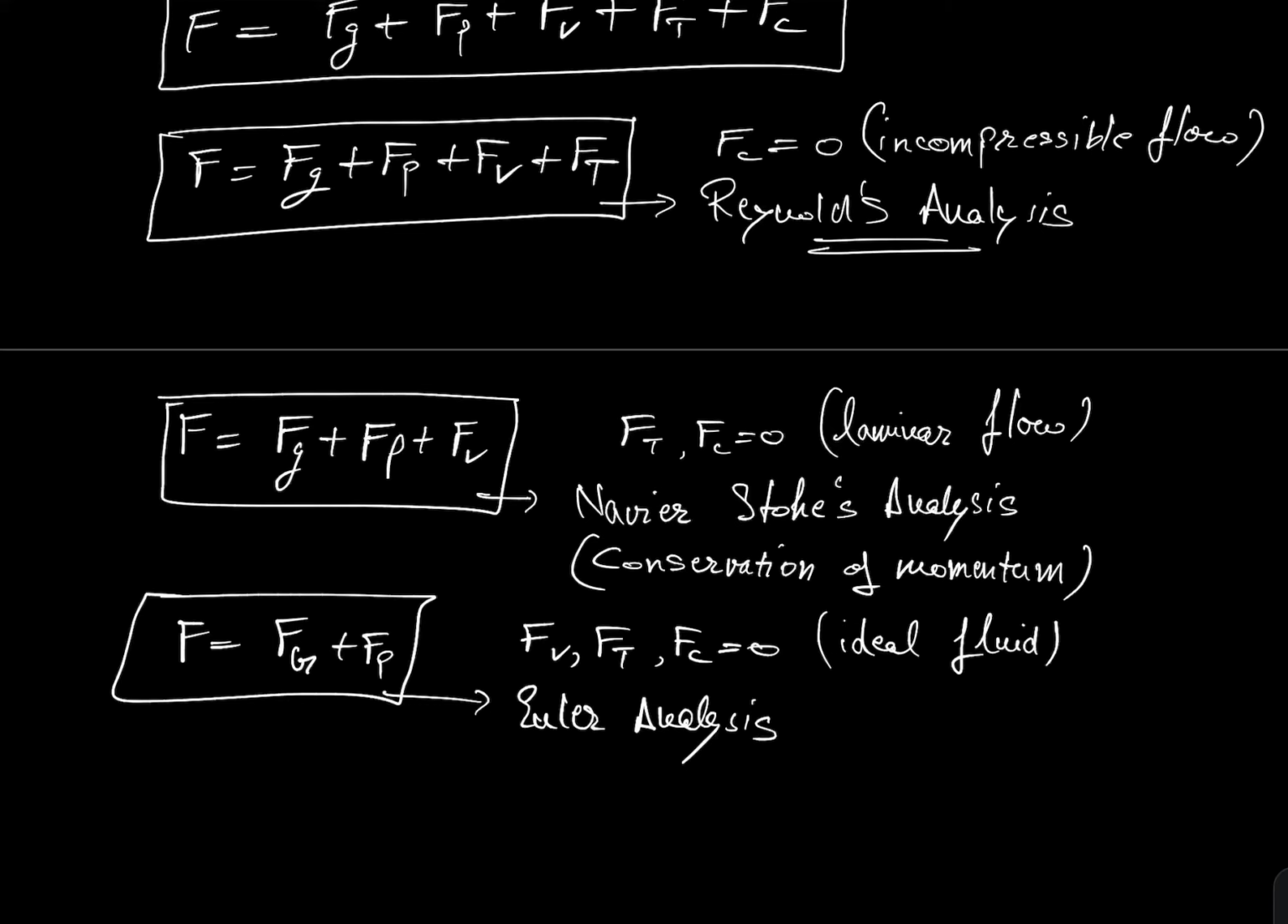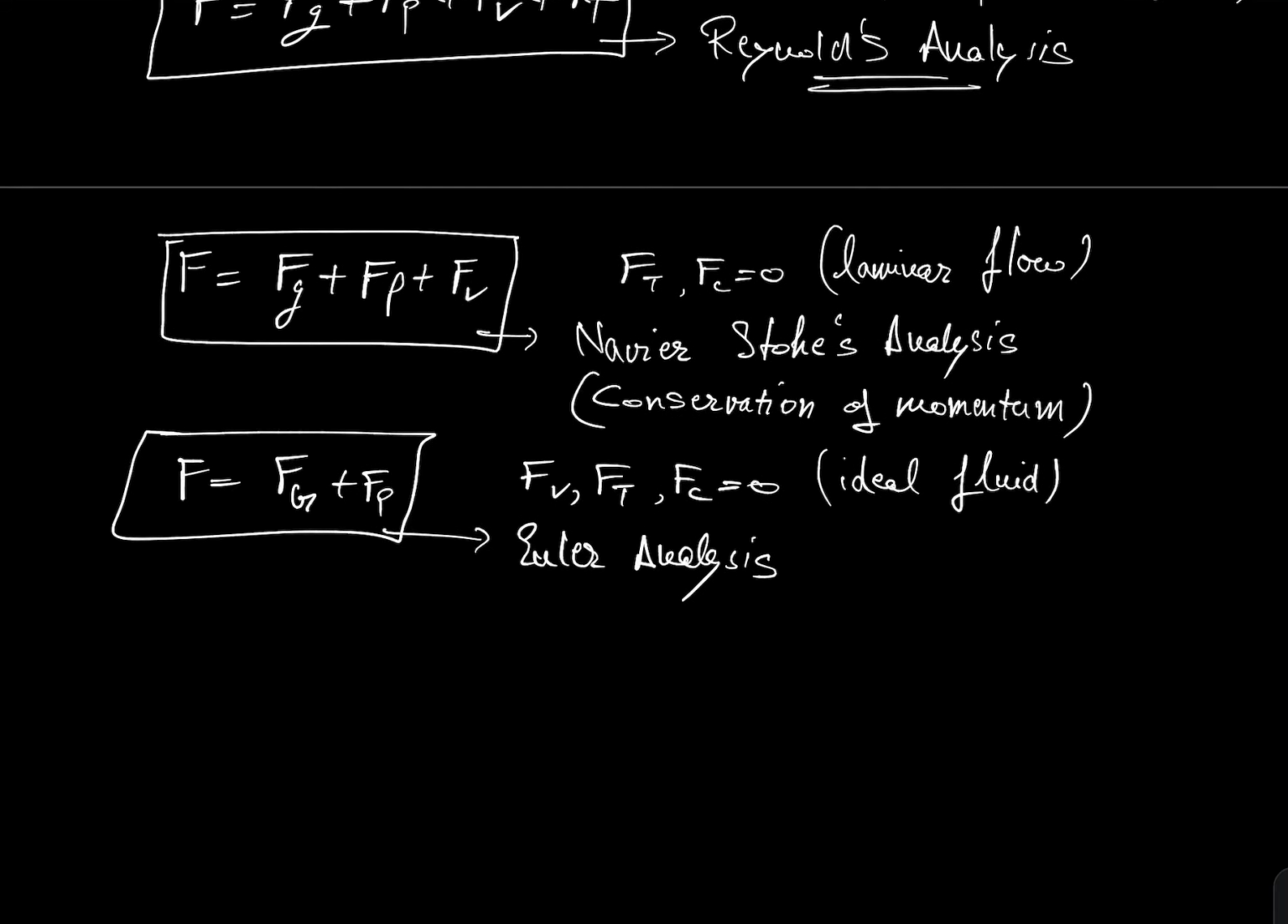So obviously the fewer the forces you take into account, the simpler the analysis is. Fine. So if I do not take into account the viscous force, turbulent force, Fc, obviously you can see that Euler analysis must be very simple, right? When you are not taking into account the various forces, that is viscous force, turbulent force and compressibility force, then your analysis will be simpler.